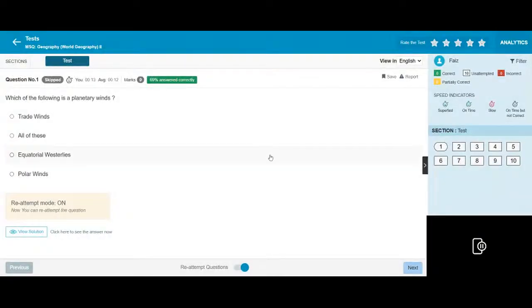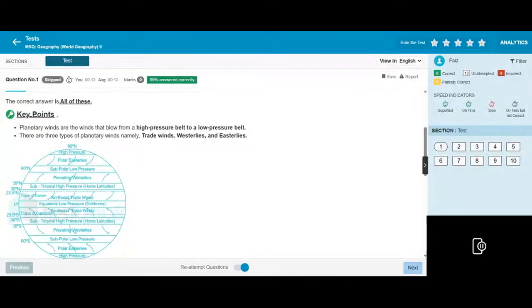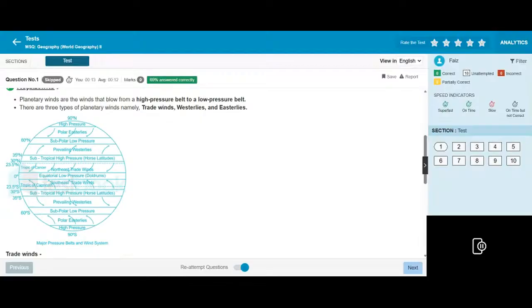Question: which of the following is a planetary wind? Trade winds, equatorial westerlies, polar easterlies. Planetary winds are the winds that blow from high pressure belts to low pressure belts. There are three types of planetary wind, namely trade winds, westerlies, and easterlies.